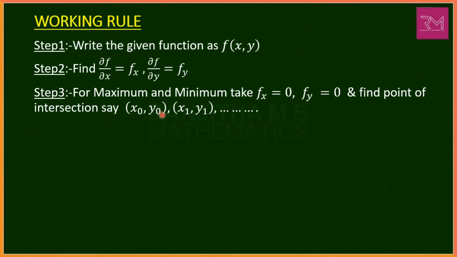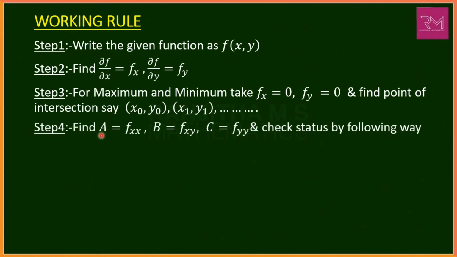That means x0, y0, x1, y1, etc. We have to find the points of intersection. If we equate the partial derivatives del f by del x to 0 and del f by del y to 0, we obtain a point of intersection like this. After obtaining the point of intersection, the next step is to find a value.